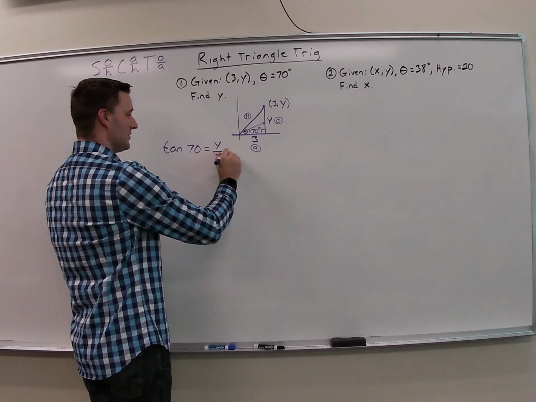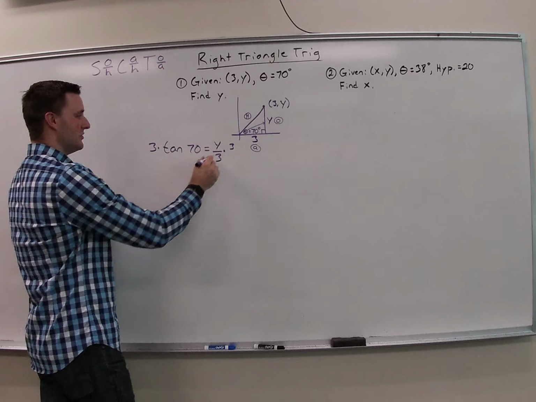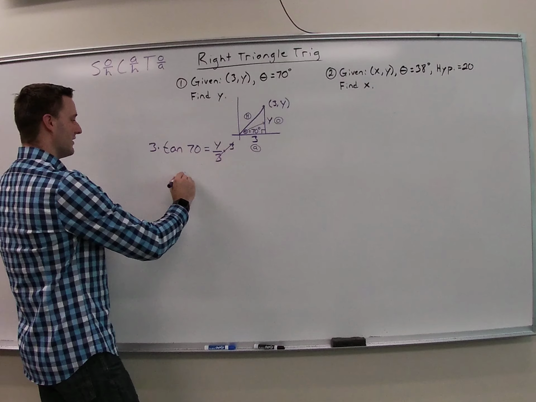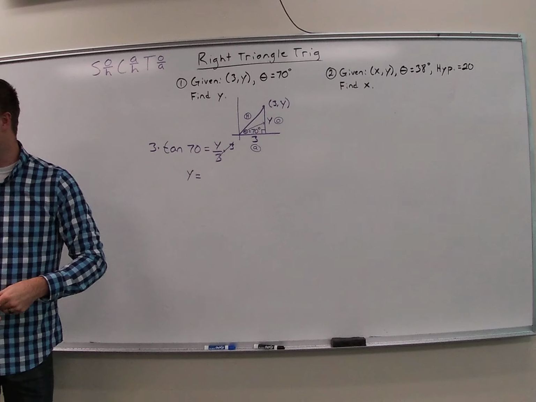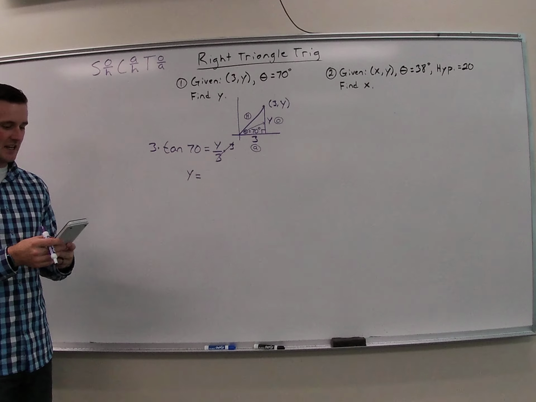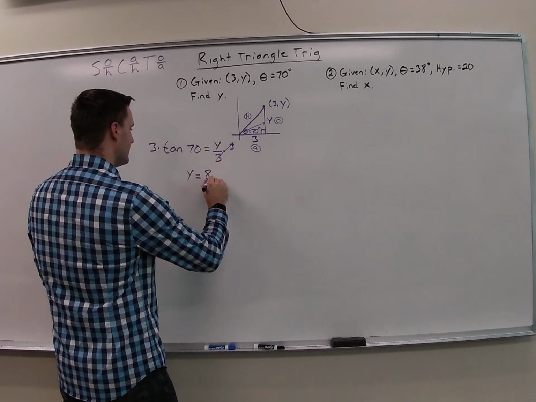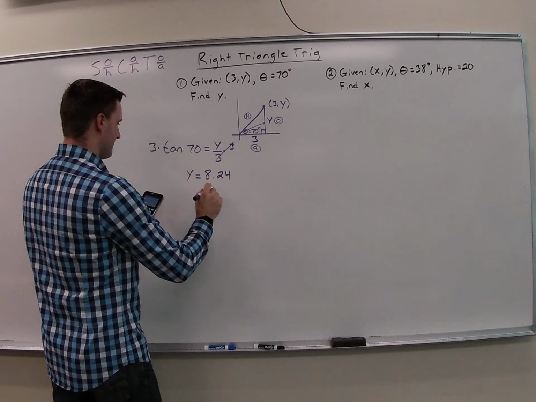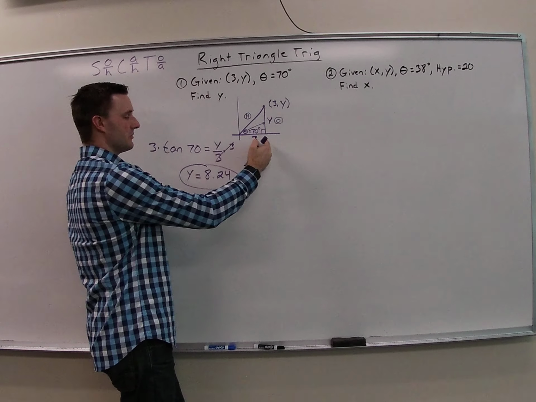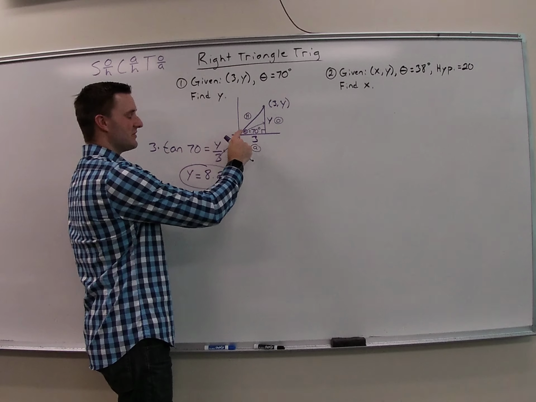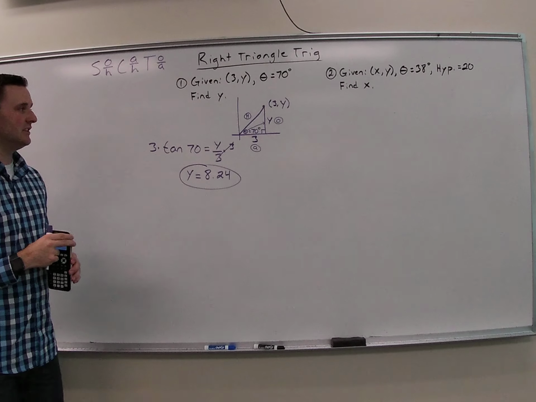So, in order to solve this, if I want to get y by itself, how do I get rid of this 3? Well, instead of dividing by 3, I'm going to multiply both sides by 3. Whatever I do to one side, I have to do to the other. In my calculator, 3 times the tangent of 70 degrees, let's do 2 decimal places, is 8.24. And so that would be my answer. If I went to the right 3, and I had an angle measure of 70 degrees, then my height had to be approximately 8.24.